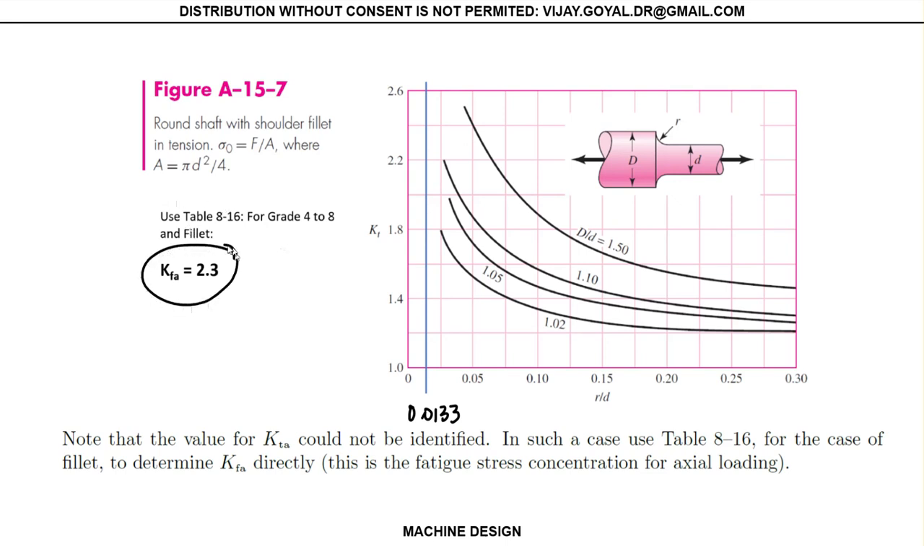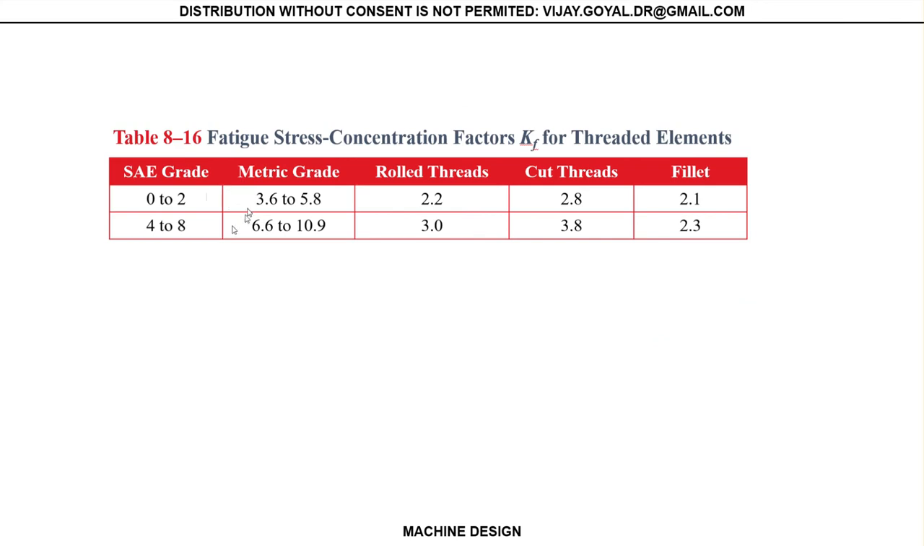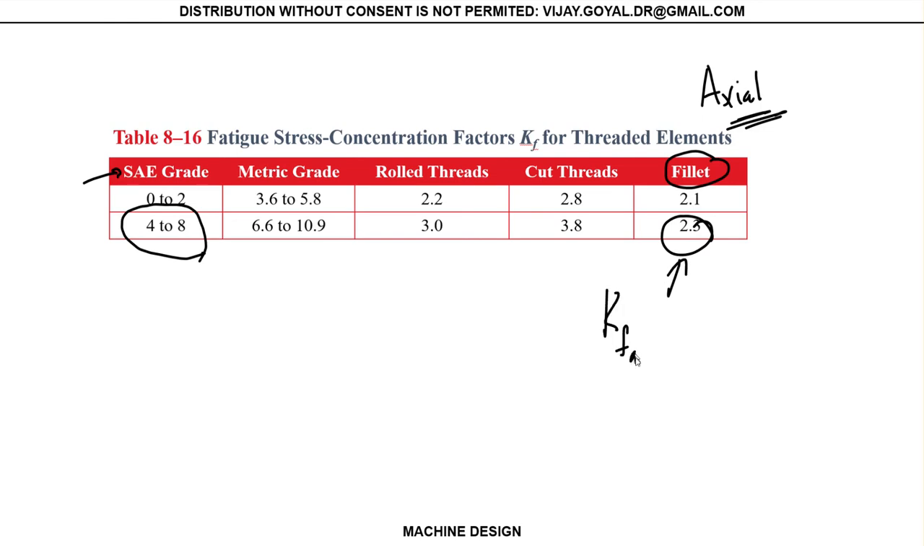So I found this as 2.3. For this particular example, I decided we can use then the table 8.16. Table 8.16, the problem said this was grade 4 to 8, and we could assume this is SAE grade. So I'm working with fillet. Remember, this is only for axial load, okay? Only for axial, nothing else. Then I can use this value. So this is the correction factor, will be 2.3. This is already KFA. I don't need to modify, I don't need to do anything else.